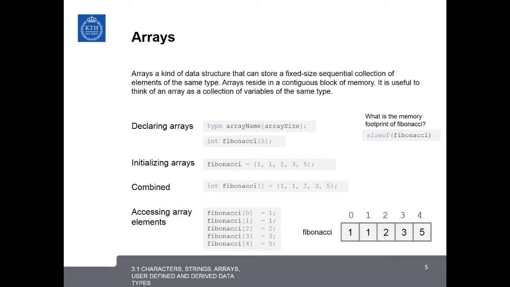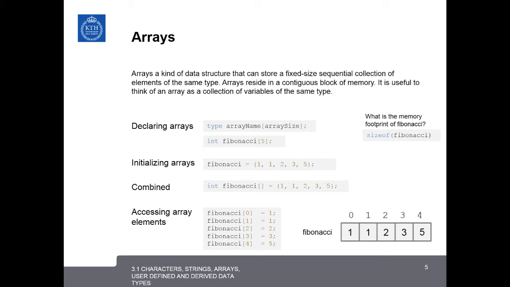An array is a kind of data structure that can store a fixed size sequential collection of elements of the same type. This can be ints or chars or floats or whatever you like. Arrays reside within a contiguous block of memory. One useful way to think about an array is as a collection of variables of the same type sitting in a row inside of the memory.